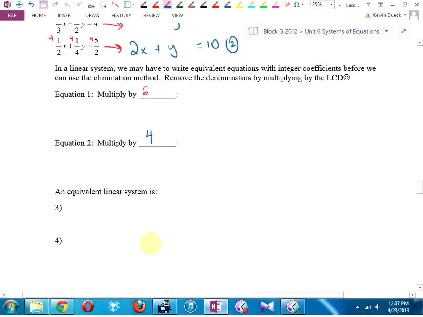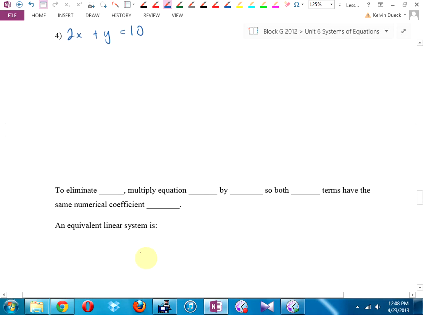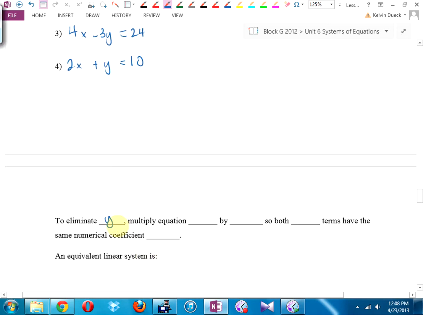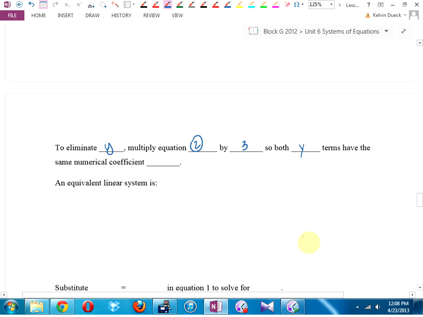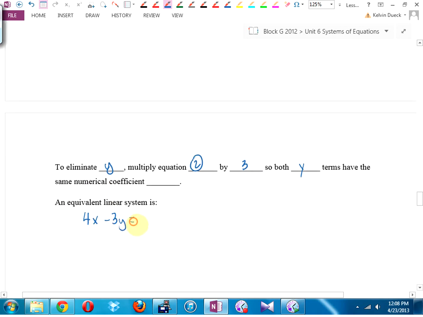So an equivalent linear system is 4x minus 3y equals 24, 2x plus y equals 10. That's the same system. It's equivalent. May look different. I think that looks much nicer. And to eliminate y, turn the page, multiply equation 2 by 3. So both y terms have the same numerical coefficient, a 3 or a negative 3. So we're going to get this, the first equation, which was 4x minus 3y equals 24. That's equation 1. And then we're going to take equation 2, we're going to multiply it by 3.